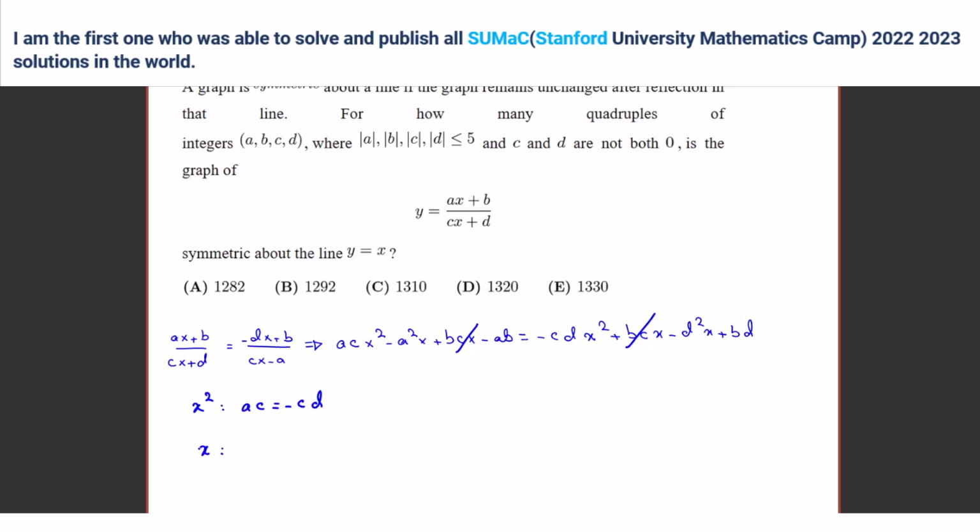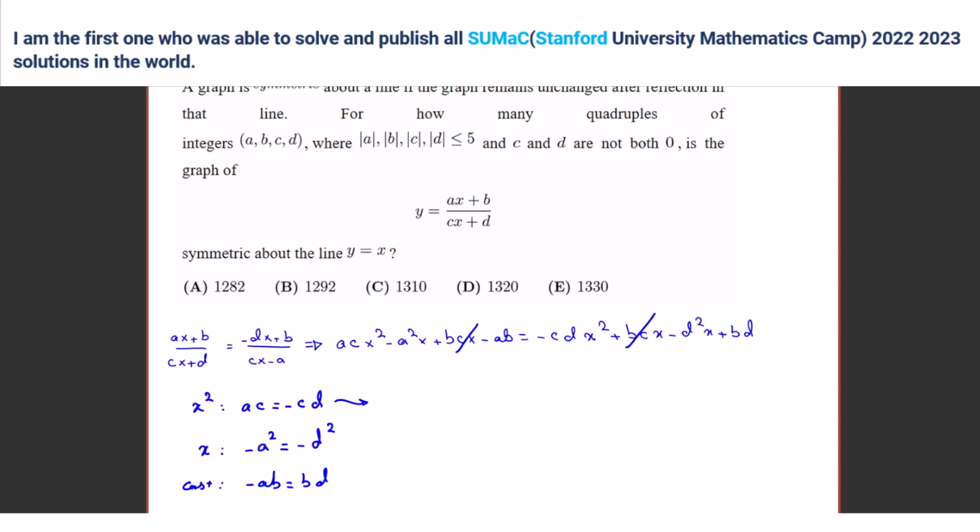If we consider the coefficient of x, what can we conclude? Negative A squared equals negative D squared. Yes. Negative a squared is equal to negative d squared. What about the constant term? Negative AB is equal to BD, right? Yeah. So from the first one, what can we conclude? A equals negative D and C is not 0.